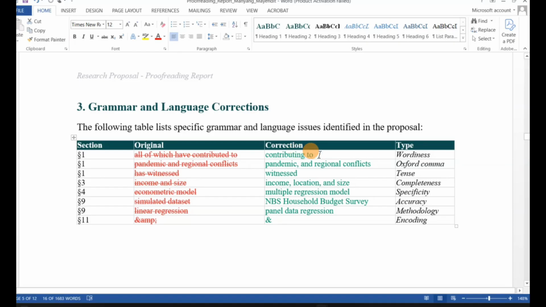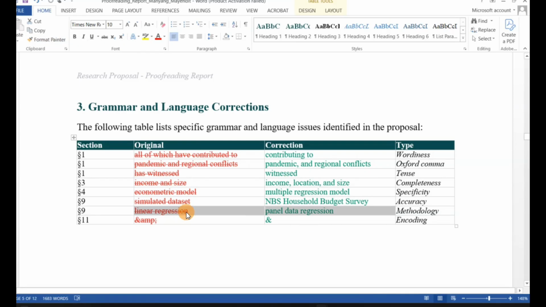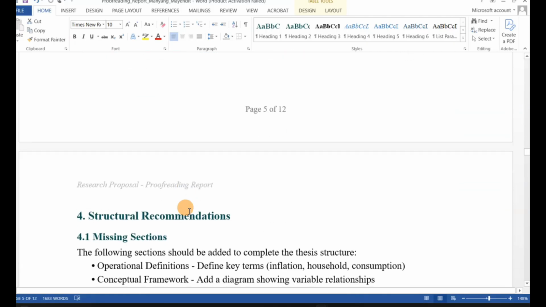His topic needs a panel, not a linear regression. Yes, please look at these comments from your colleague. It might be your choice. It might be a choice as well. You are going to use a panel, not an OLS one. Okay.